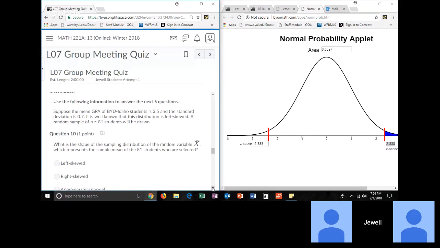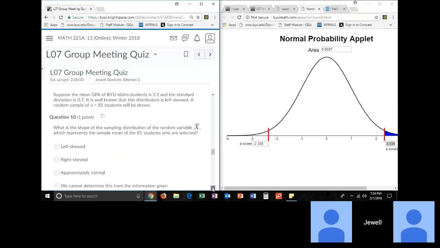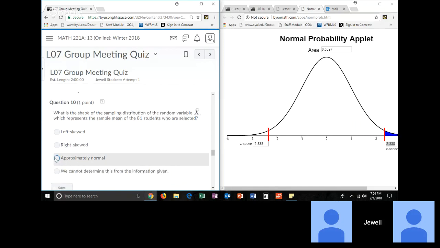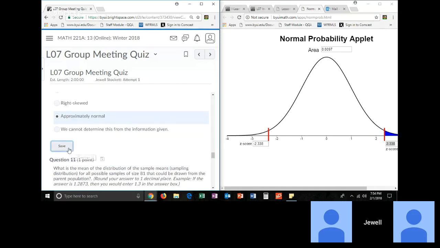And then, so this one, I saw that it had the random sample of 81, and that's a large sample, which I think would make it approximately normal. Do I remember that rule right? Yeah, so if it's large, which it is, it's 81, it's approximately normal. Okay.